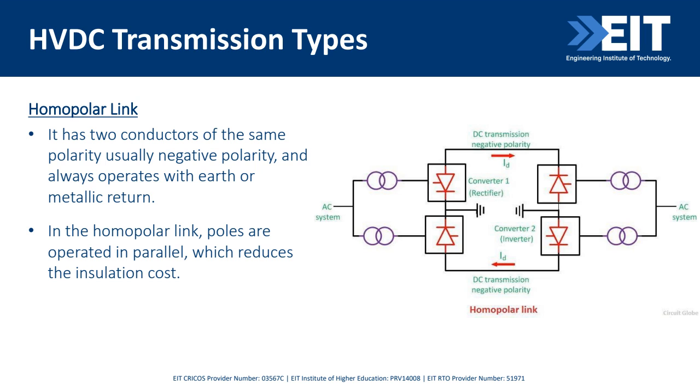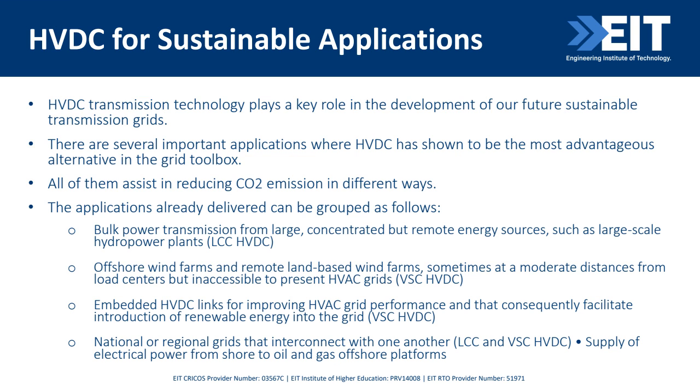And similarly, we can have polar links. So it has two conductors, but they have the same polarity. Usually they have negative polarity and always operate with earth or metallic return. In this case, the poles are operated in parallel, which reduces the insulation cost, meaning we can again send more power over this.